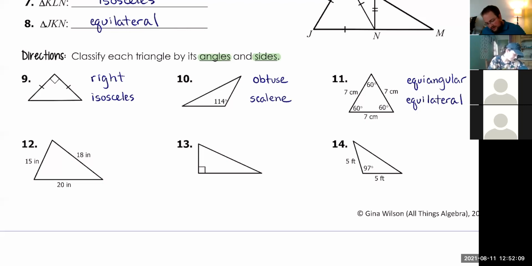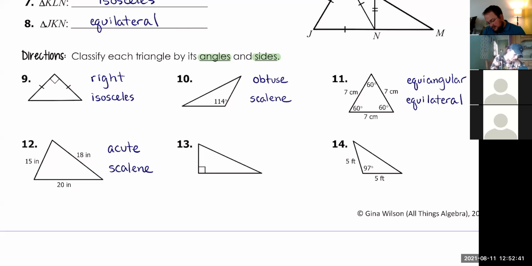What about number 12? The right angle. It may be tempting to say that, but if it was obtuse, one of these angles would have to be greater than 90 degrees. And I'd say it's too close. I'd want to say acute. Yeah. What about the sides? All three are different. I'd say scalene.